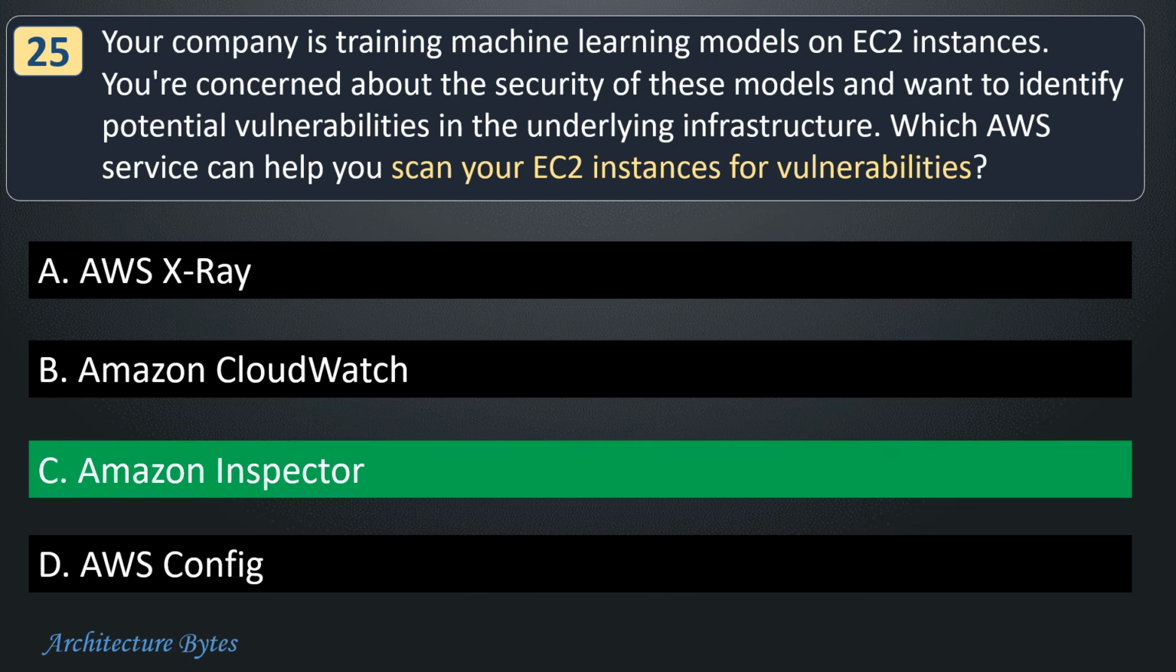Option C, Amazon Inspector, is the right answer here. It is a security service that helps you identify vulnerabilities in your EC2 instances. AWS X-Ray allows you to trace requests as they flow through your application components. Amazon CloudWatch is a monitoring service that provides metrics, logs, and alarms for your AWS resources. AWS Config is a service that tracks configuration changes to your AWS resources.